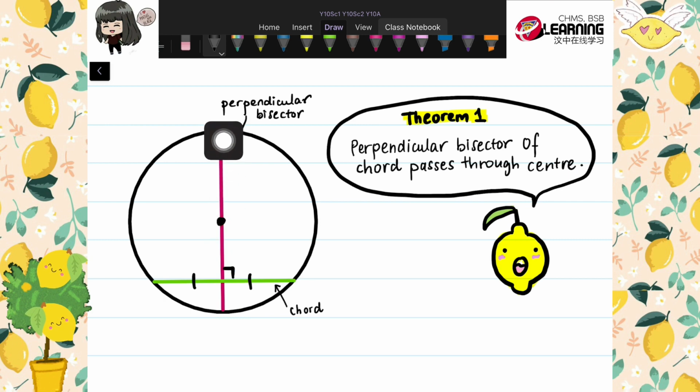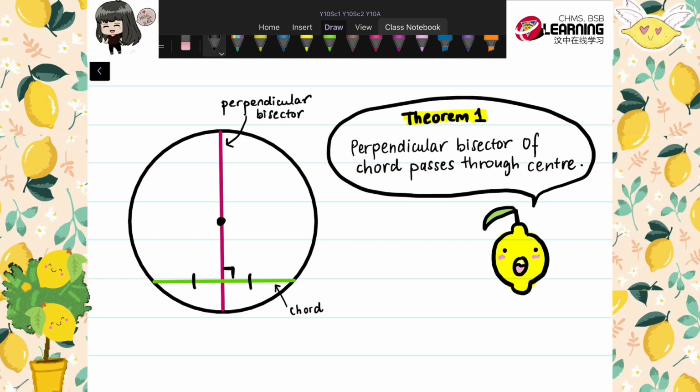And if you have a perpendicular bisector line, if this line cuts this chord into half, this line will pass through the center. So this is your first theorem: the perpendicular bisector of a chord passes through the center.